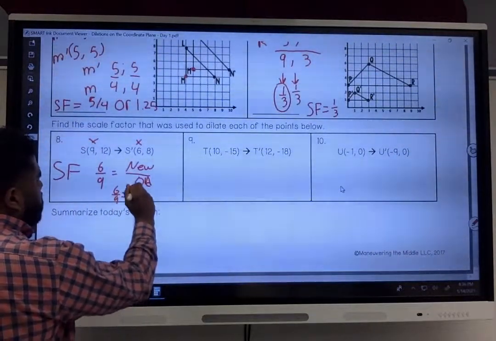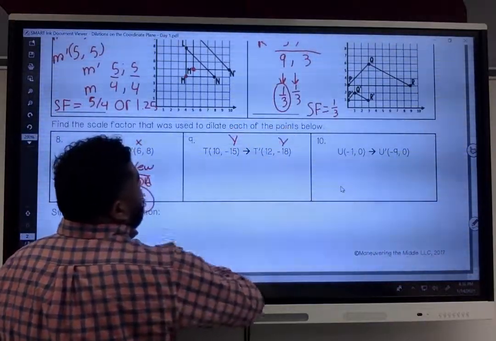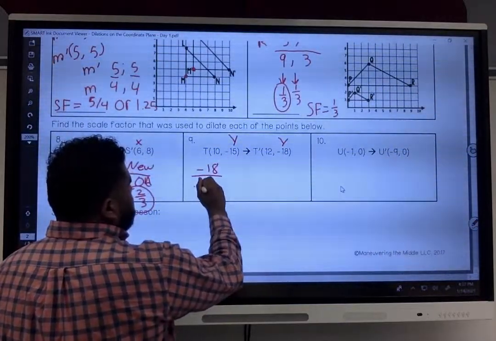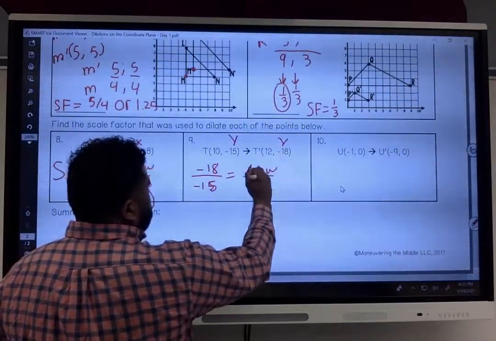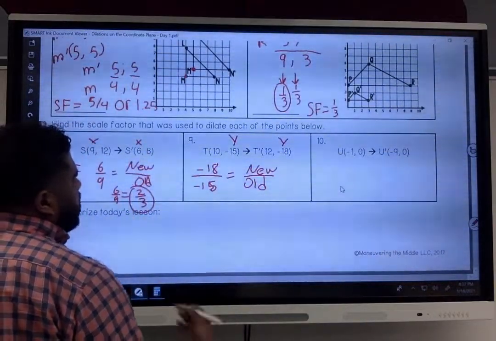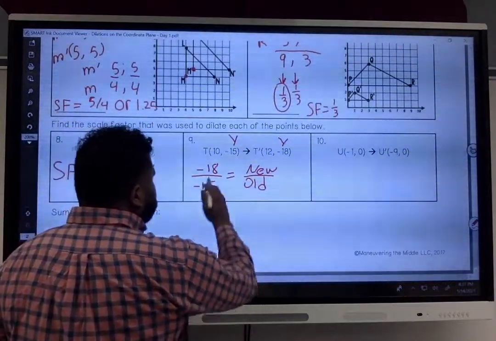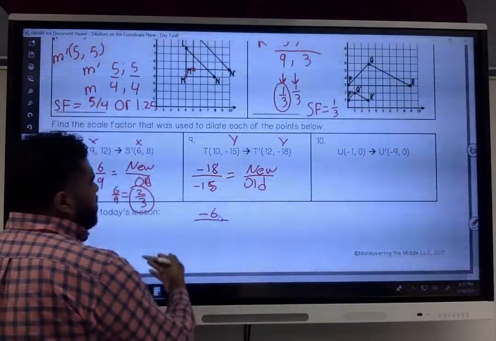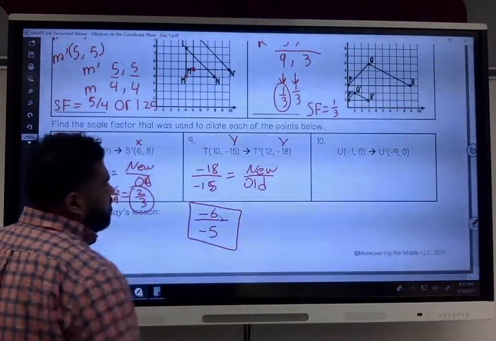Over here, let's do the y value this time. The y value in the new one is negative 18 over negative 15. This equals new over old. Negative 18 divided by negative 15. I know I can simplify that because 3 can fit into both of them an equal amount of times. So 3 goes into negative 18 6 times, and it stays a negative, and then it goes into 15 5 times. So this is your scale factor for 9.